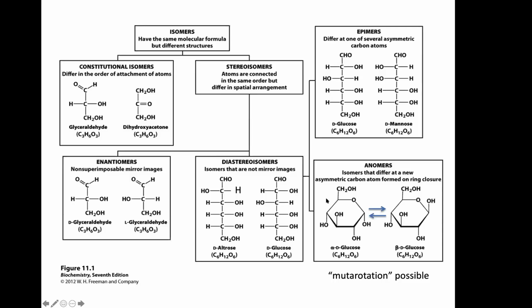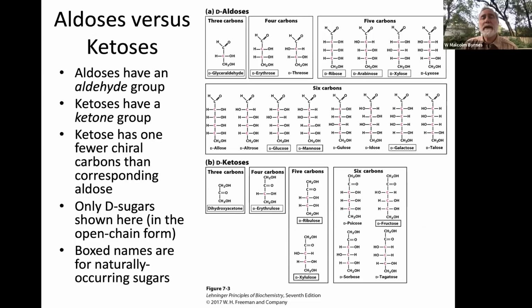Okay, you're welcome. All right, now, aldoses versus ketoses. So we talked about the difference, right? So in part A, you see D-aldoses up here. In part B of this figure, which is from the Lehninger textbook, 7th edition, you see D-ketoses. All right, let's take a look at those. So this would be an aldotriose. We talked about it, D-glyceraldehyde.